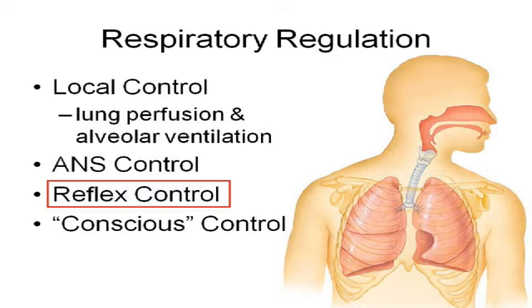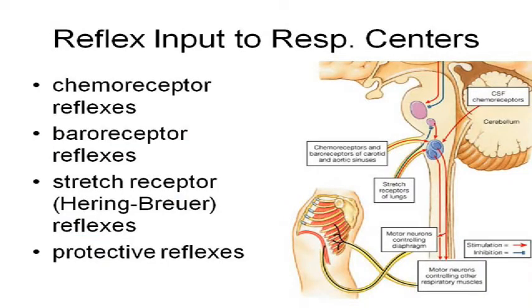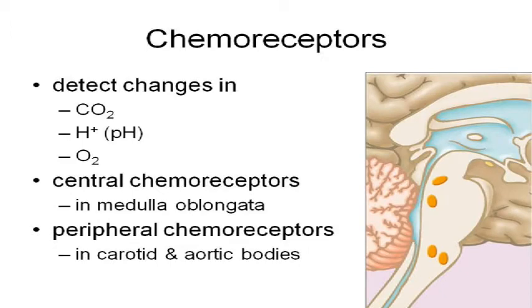Yeah, reflex control. Go back to a couple of my favorite two things: the chemoreceptor reflexes and the baroreceptor reflexes. These are the same reflexes that we talked about when we talked about regulating the cardiovascular system. We're just looking at it from the respiratory system. So, chemoreceptors are still monitoring carbon dioxide levels, hydrogen ions, pH, and oxygen levels. You've got the central chemoreceptors, which are actually in the medulla oblongata, and then you've got the peripheral chemoreceptors, which were the ones we talked about before, the ones in the carotid arteries and the aorta.